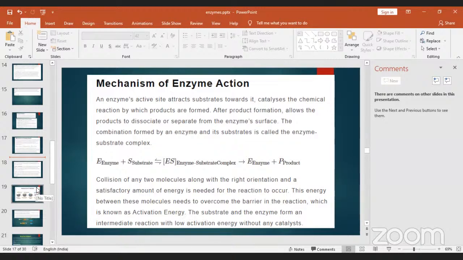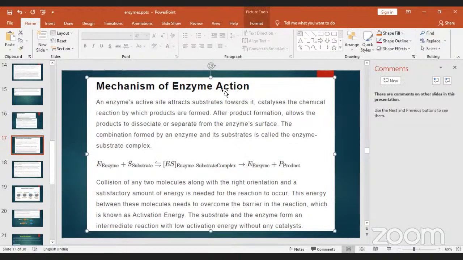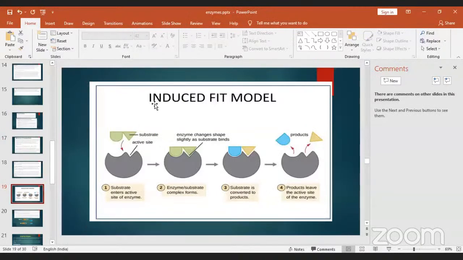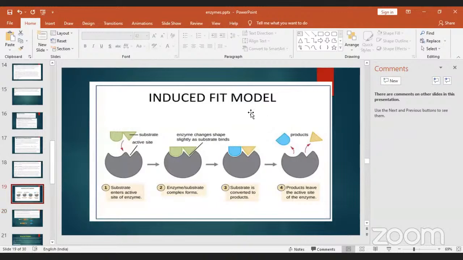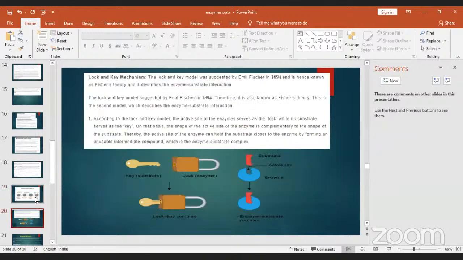Now, the mechanism of enzyme action is explained mainly by two theories. One is the induced fit model and the second one is the lock and key model. The entire mechanism of enzyme action is explained by these two models.